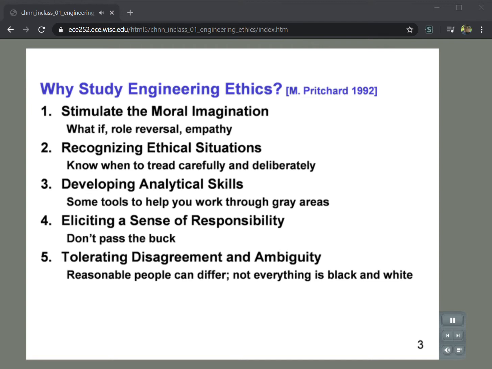The third reason to spend a little bit of time studying engineering ethics would be to develop some analytical skills, and we'll talk about a few of those tools that will help you work through some of the gray areas.